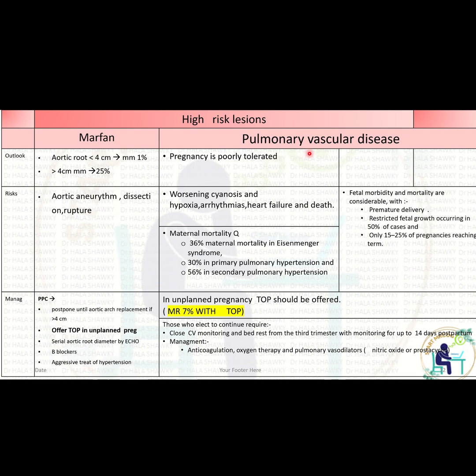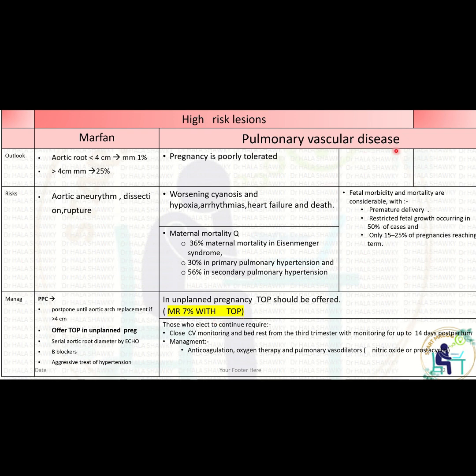Pulmonary vascular disease: pregnancy is poorly tolerated. There will be worsening cyanosis, hypoxia, arrhythmia, heart failure and death. Mortality is 36% in Eisenmenger syndrome, 30% in primary pulmonary hypertension, and 56% in secondary pulmonary hypertension. In unplanned pregnancy, we have to offer termination. Mortality rate will be 7% with the termination.